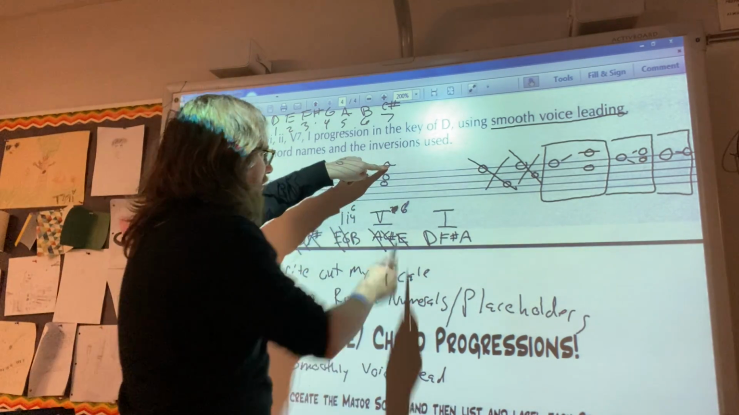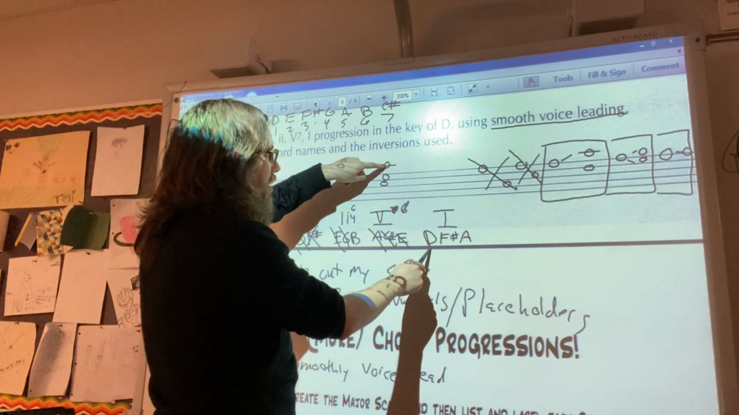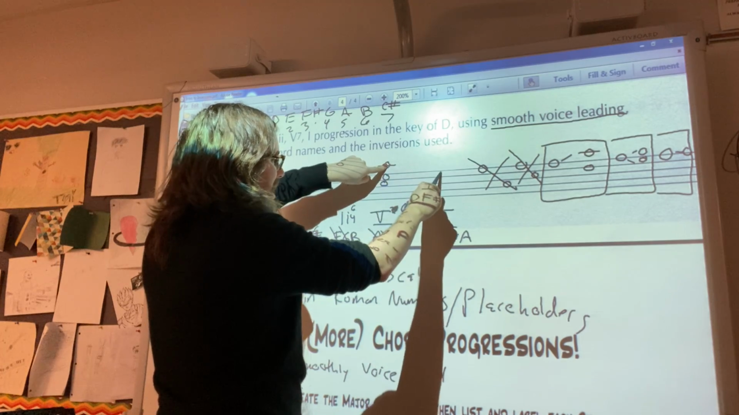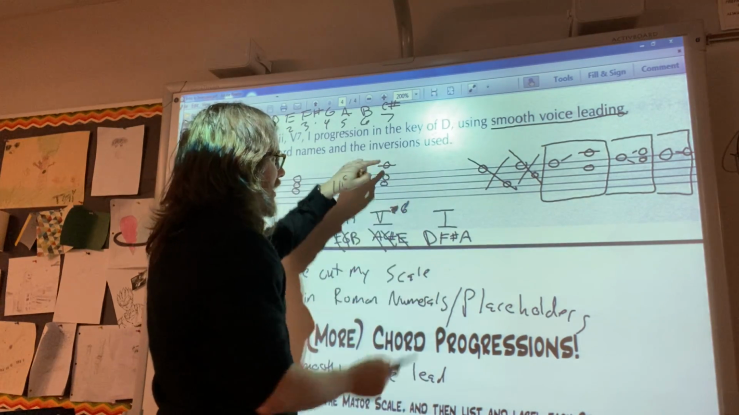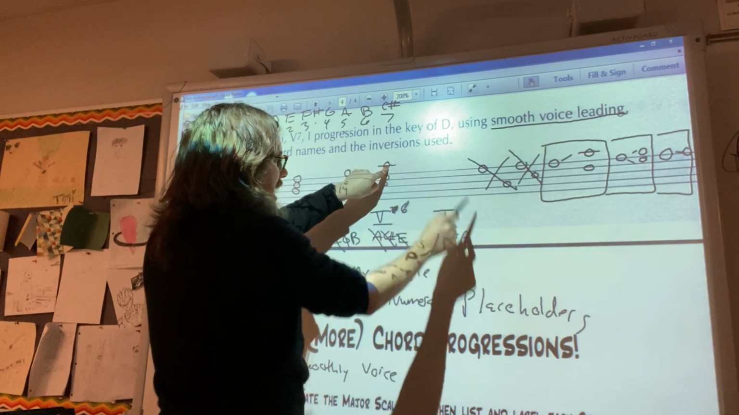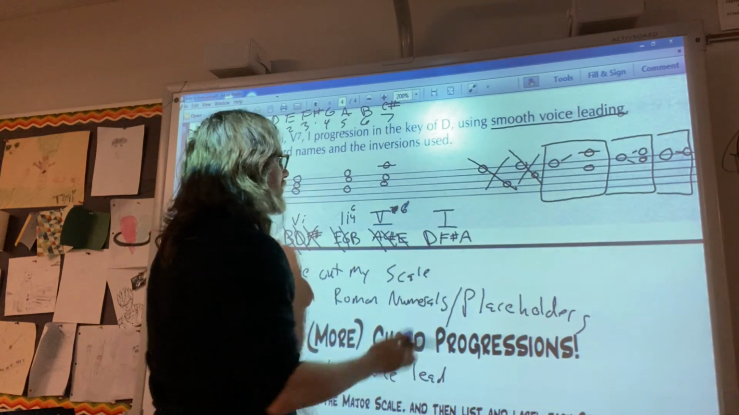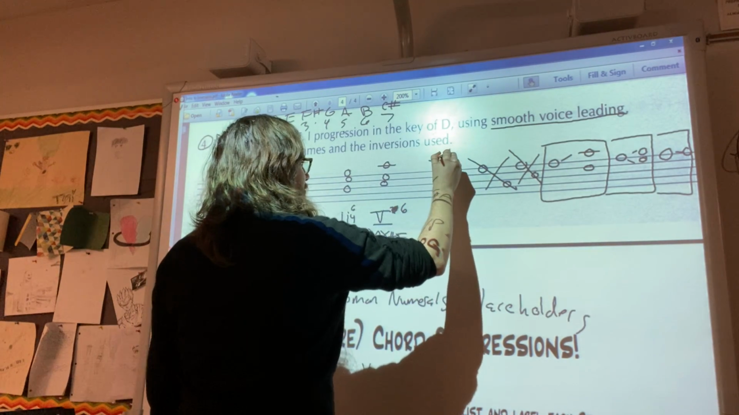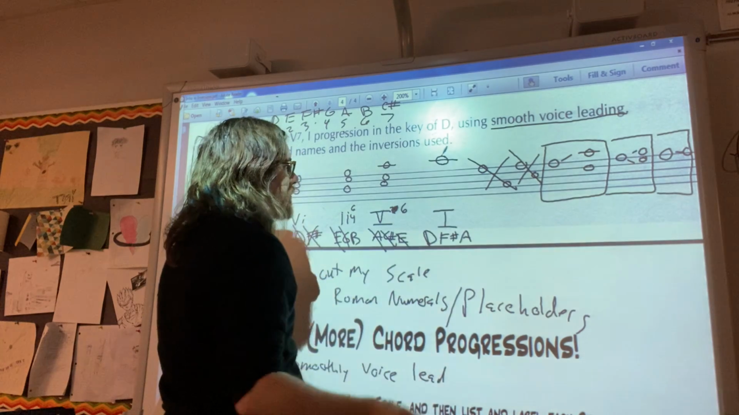Okay, now I want to finish it off. I'm on A. A cannot go to D, it's too far away, that's a 4th. A could go down to F sharp, that'd be fine, that's only a 3rd away. But A could also stay on A. I really like that. I really like the end of my chord progression, the top note won't move at all. That's like as smooth as you could possibly be.